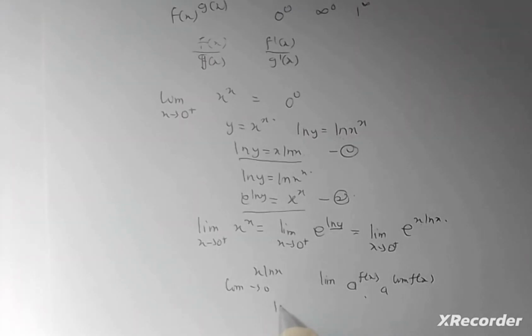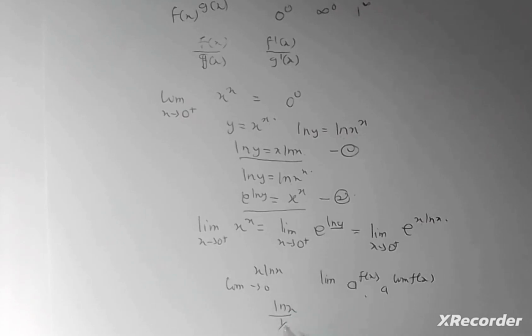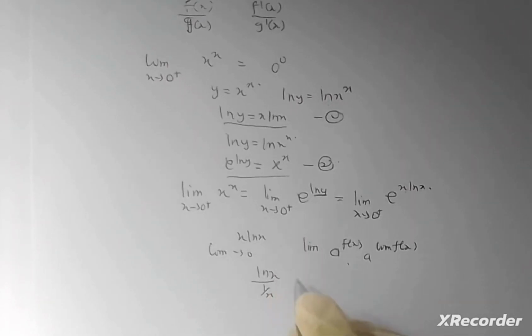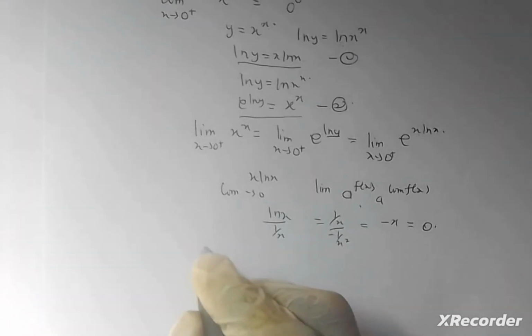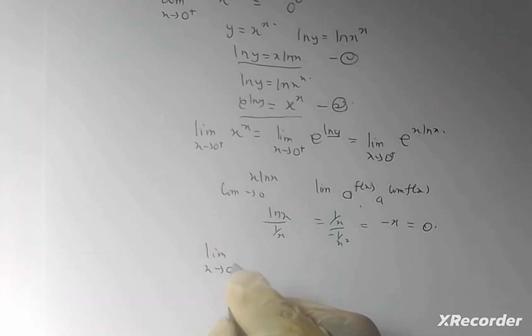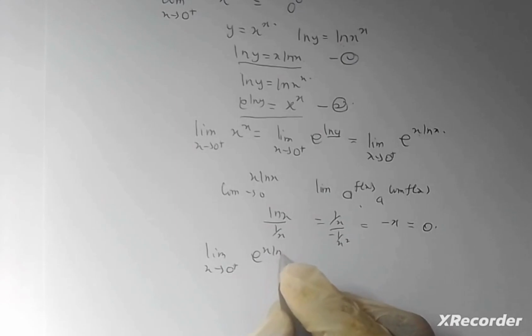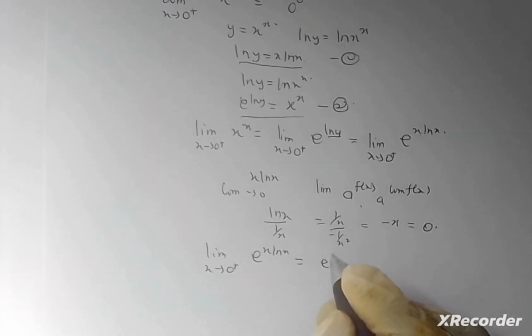So once again, it will become ln x over 1 over x since it's a product. I'll differentiate the top one to be 1 over x. If you want to understand this well, kindly go back to my previous video so that you watch the L'Hopital's rule 1 to 3. So from here, 1 over x, then here you get negative 1 over x squared, then you get negative x. So here will give us 0. Therefore, our limit as x approaches 0 from the positive side of e to the power x ln x is equal to e to the power 0.